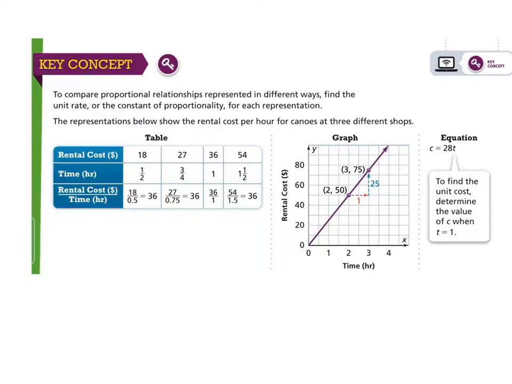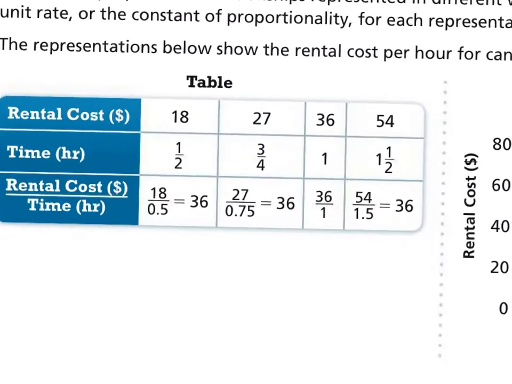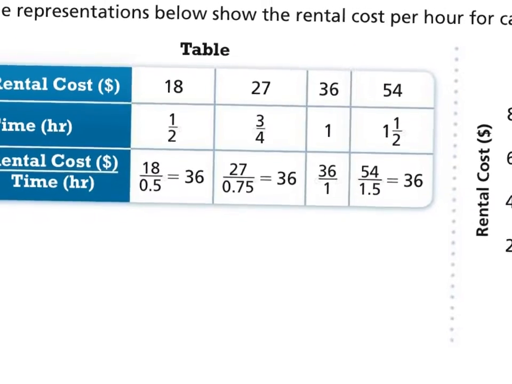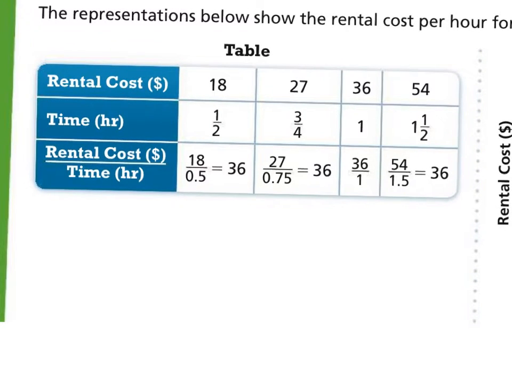So the key concept, again, just talks about comparing proportional relationships, talks about finding the unit rate. This one is kind of like we actually did last year, which again, I don't want to get into too much, but if we have a table like this, we can just take the one divided by the other one. Again, usually price divided by the other thing. Once again, we're doing here. So we can see each one of these on this table would be $36 per hour. So it's the same for any amount.